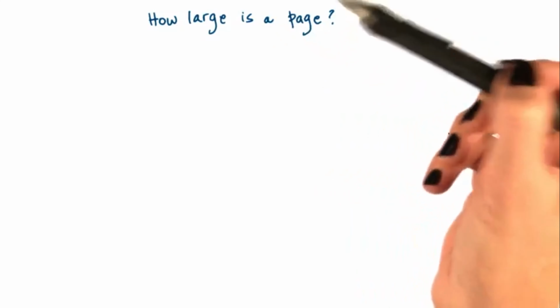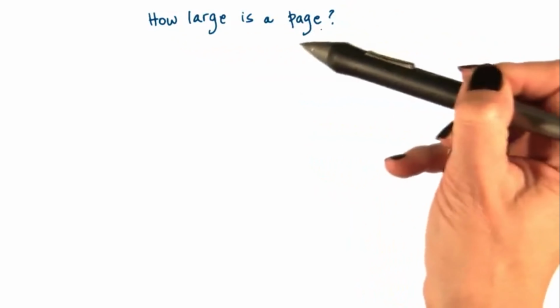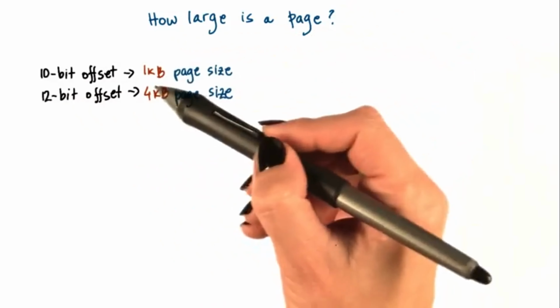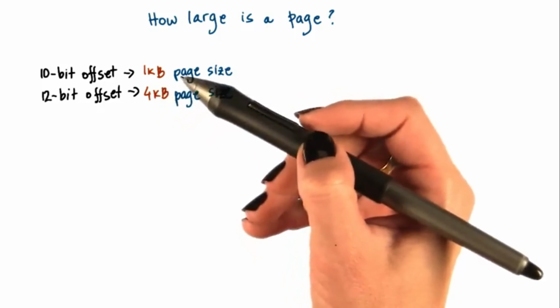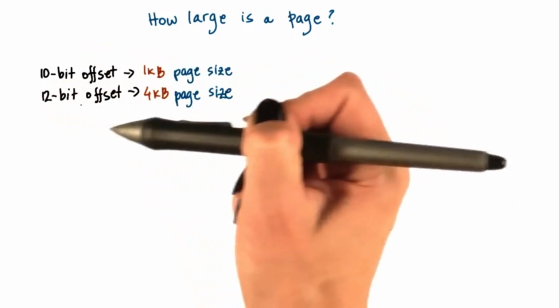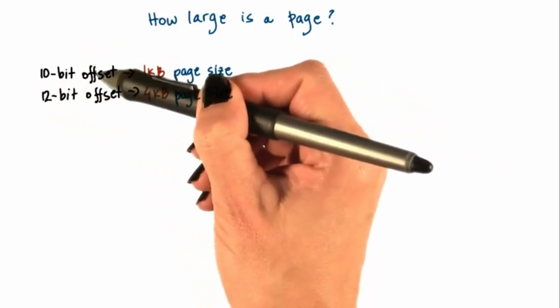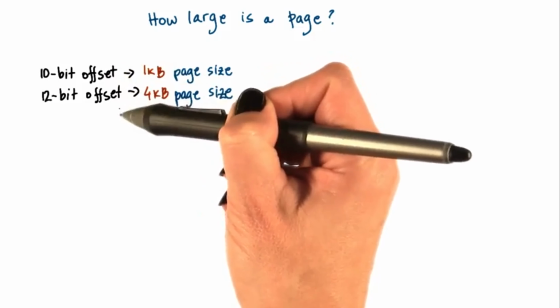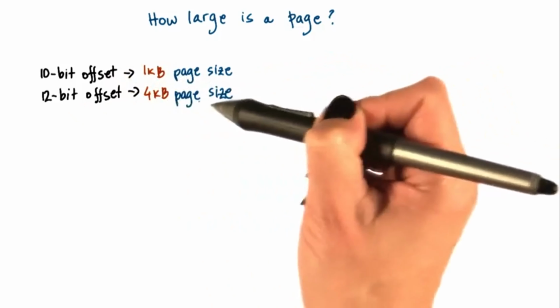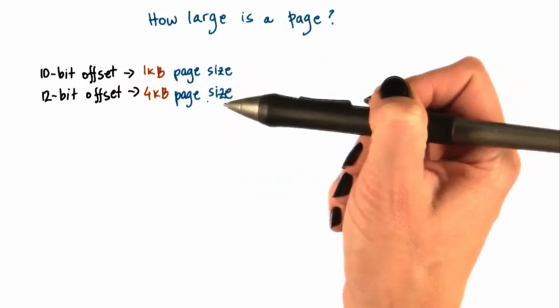So far, we glossed over any discussion of what is the appropriate page size or how large is a page. In the examples that we showed so far regarding the address formats, we used 10 bits for the offset or 12 bits for the offset. Well, this offset determined what is the total amount of addresses in the page, and therefore it determined the page size that we were discussing in those examples.